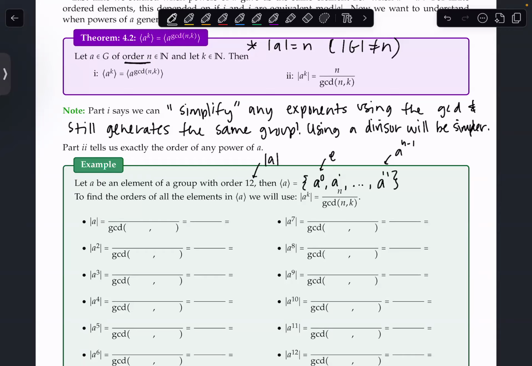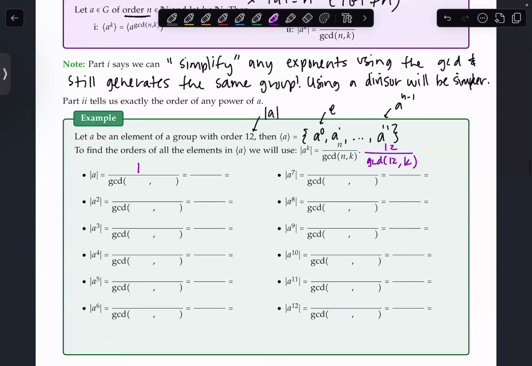Right, so here, what is my N value? 12. My N is representing the order of my base A. So here, my N is 12. So it'll be the GCD of 12 and K. And K is just going to be the power that I have on my A here. So in all of these, I'm going to have fractions where 12 shows up upstairs and in my GCD.